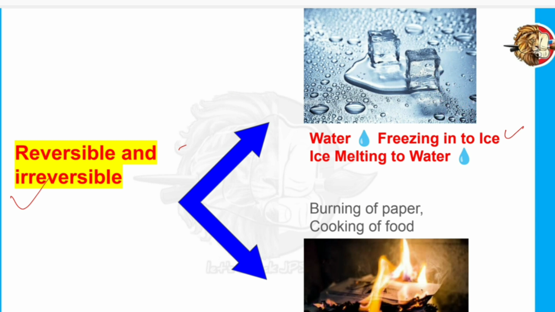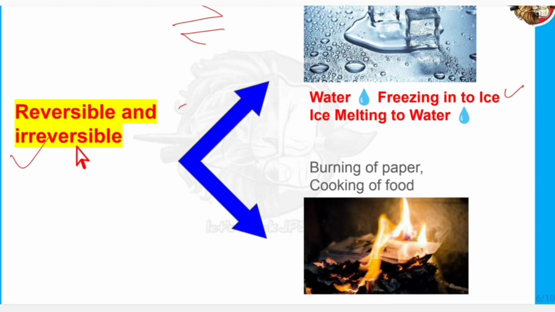A very good example in your kitchen is the freezer. In the freezer we make ice cubes, and then the ice melts to water. This is also a reversible process, meaning whenever a matter changes into another form and can change back to the same matter, the process is known as a reversible process.